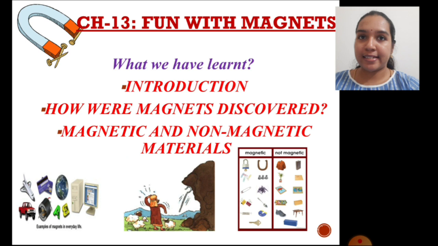Before we begin today's class, let us have a small briefing of the topics we learned in this chapter till now. We have learned and understood the definition of magnets, the purposes that magnets serve, an interesting story about the discovery of magnets, and about naturally occurring and man-made or artificial magnets, different shapes of magnets, and also about magnetic and non-magnetic materials by understanding an activity.